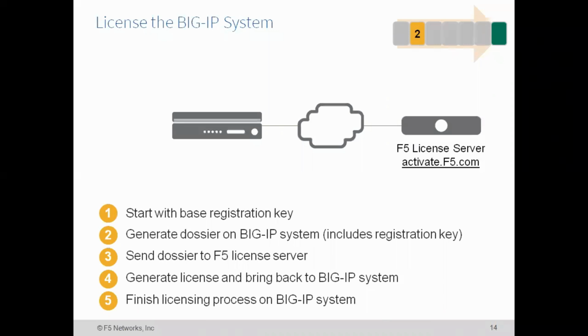Sending the dossier to the F5 license server, that is where I get confused. What you will do is, with the help of the registration key, you will generate a dossier file. Now the dossier file will contain the information of your hardware box which you are licensing, for which you need to get the license. Then when you submit that dossier to the F5 licensing server, it will generate the license, okay. Got it? Kamakshi, is it clear?